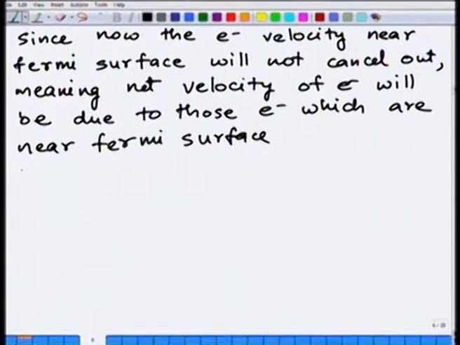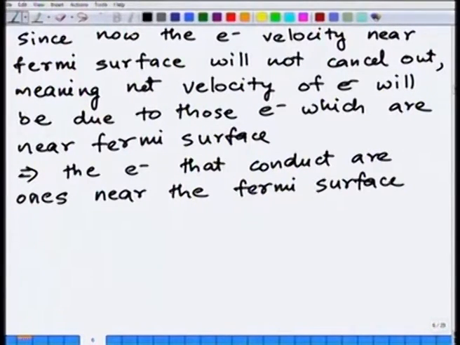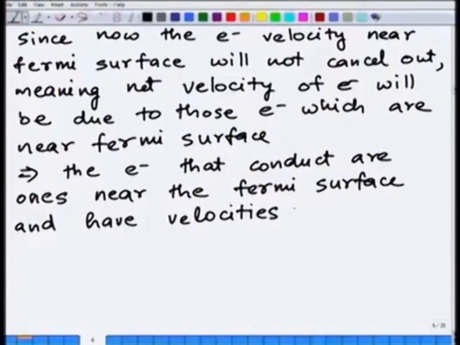That the electrons that conduct are the ones near the Fermi surface and have velocities approximately Vf, the Fermi velocity, which you recall was 10 to the power 8 centimeters per second, not 10 to the power 7 centimeters per second as we assumed in Drude's theory. Therefore, you can see the first error in Drude's theory, and now we have a better estimate of what the velocity of electrons that conduct should be.